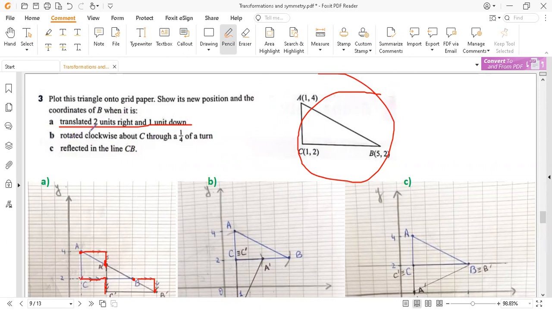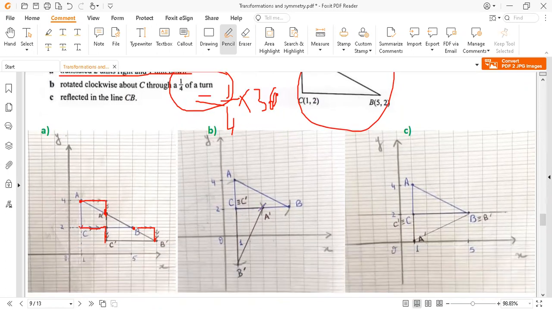What about rotation of the same triangle about C through 1/4 of a turn? We need to know 1/4 of a turn, the complete turn at 360 degrees. It is like a whole circle. 360 over 4 is normally 90 degrees. So we want to rotate A by 90 degrees.